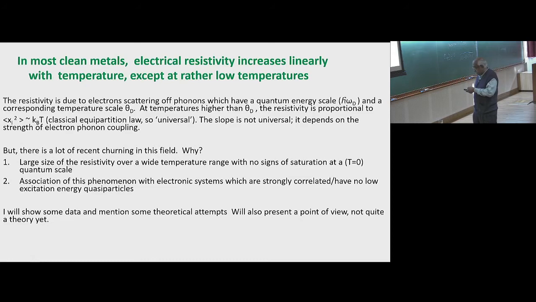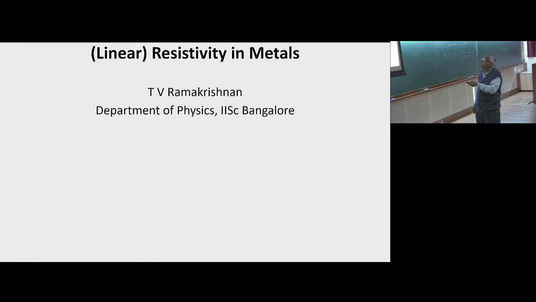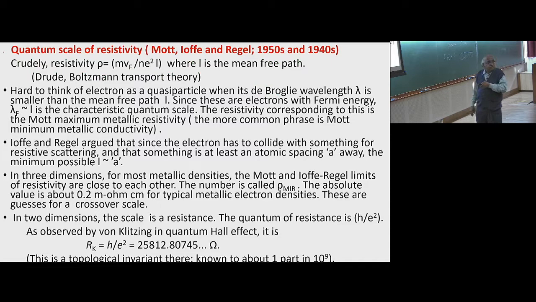Okay. The first thing, I suppose, to note is the resistivity formula, which is the most common formula most people use. This follows from Drude theory, Boltzmann transport theory, and so on. But if you believe that the electron is a quantum mechanical particle, then it is obvious that there is a natural scale for resistivity. And that natural scale is when the mean free path is of the order of the wavelength of the quantum mechanical particle.